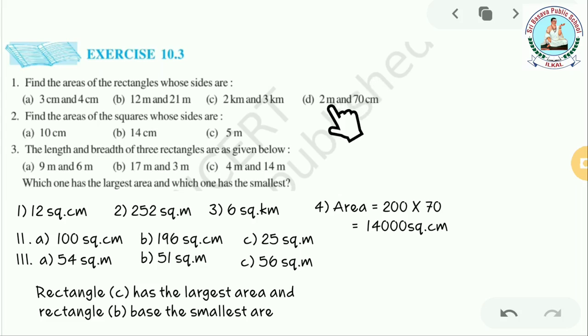So 1 meter is 100 centimeter, for 2 meter it is 200 centimeter. So this is the length now, and 70 centimeter we have taken as it is. So when you multiply 200 by 70, you will get 14,000 square centimeter. So this is the area of question D of the first main. Let's move on to the second main, that is find the areas of the squares whose sides are given here.